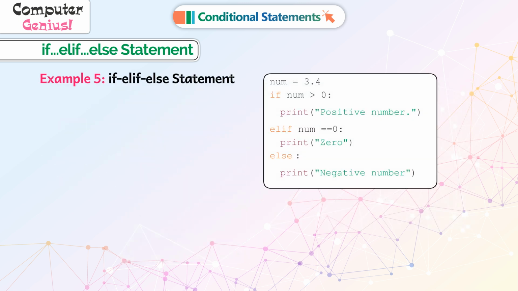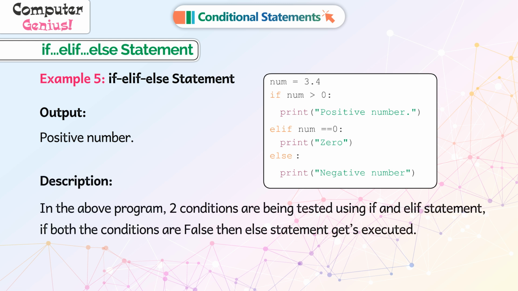Syntax. Example 5. If, elif, else statement. Output: Positive number. Description. In the above program, two conditions are being tested using if and elif statement. If both the conditions are false, then else statement gets executed.